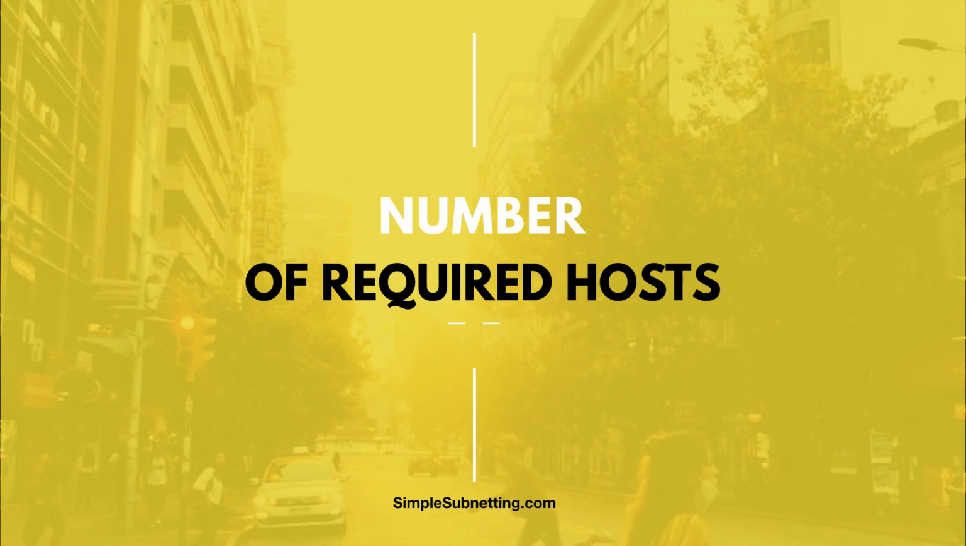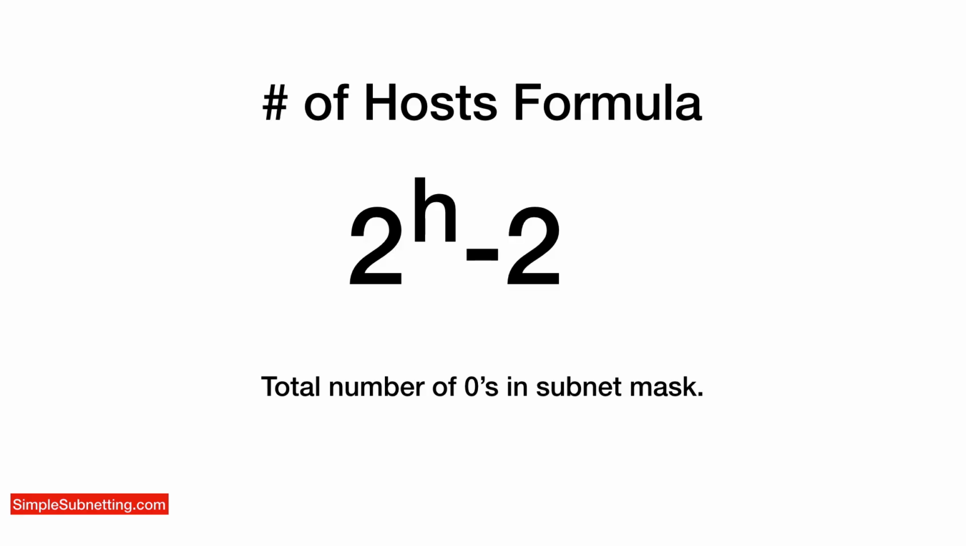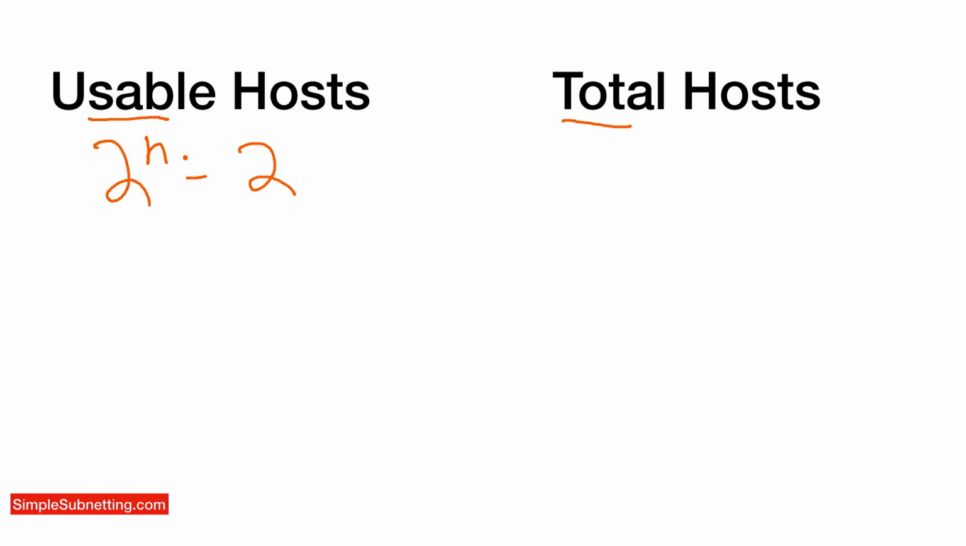In this video, you're going to learn how to find the number of required hosts. This is the same formula we used before. It's 2^h minus 2, and we're looking for the number of zeros in a subnet mask. Don't forget, this is an area that could be tricky, so make sure you look and see if it has total hosts or usable hosts, and you calculate appropriately so that you can choose the right subnet mask.